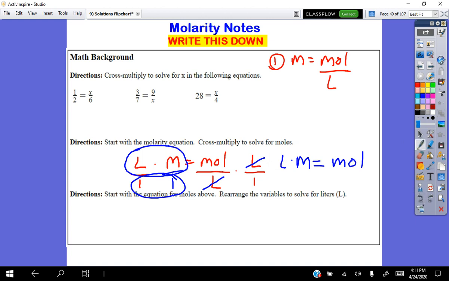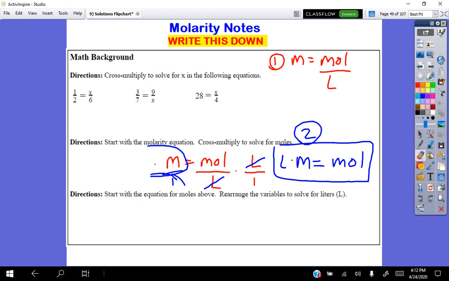Liters times molarity equals my moles. This is the second form of the equation we're going to use in our problems today. The last form of the equation that we're going to use requires us to solve for liters.